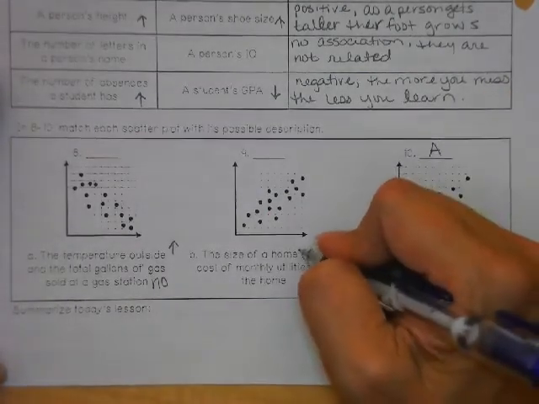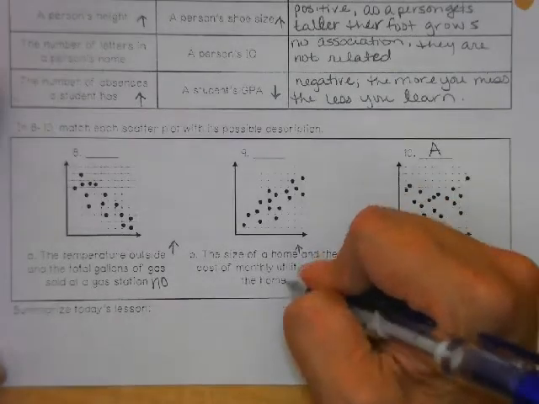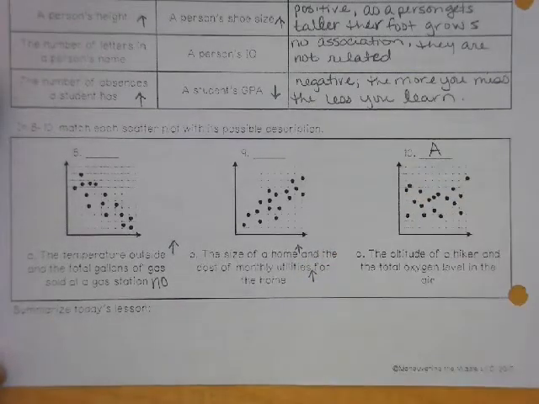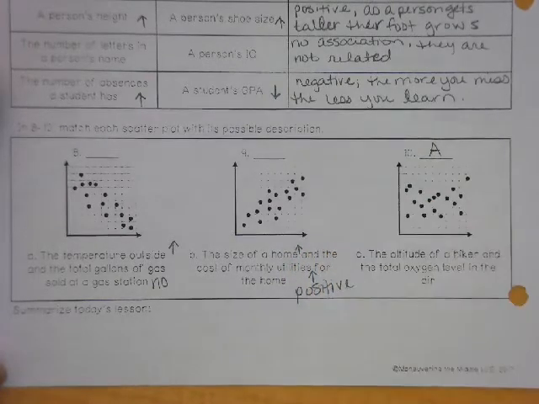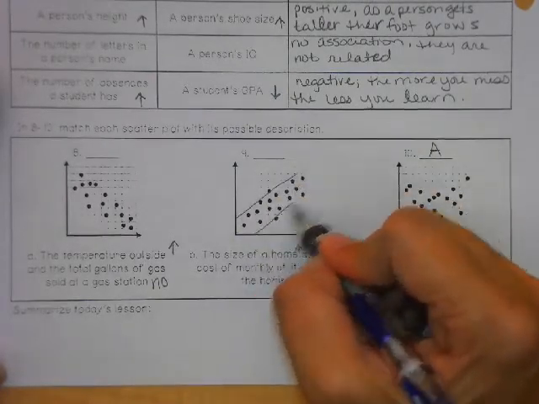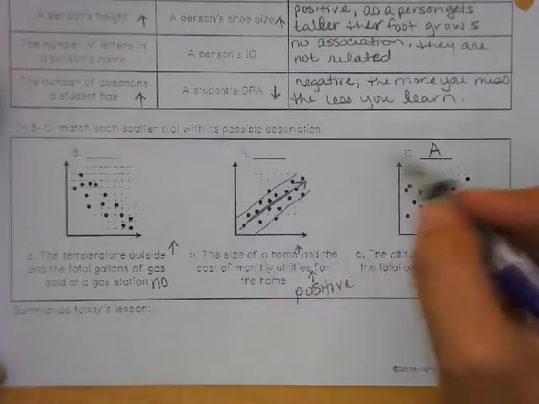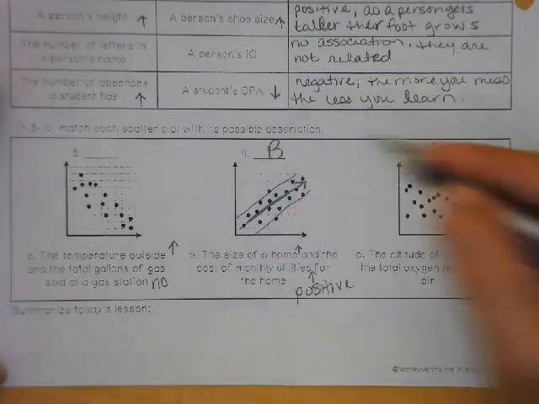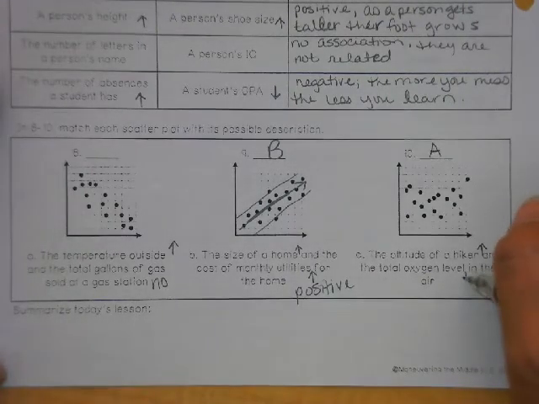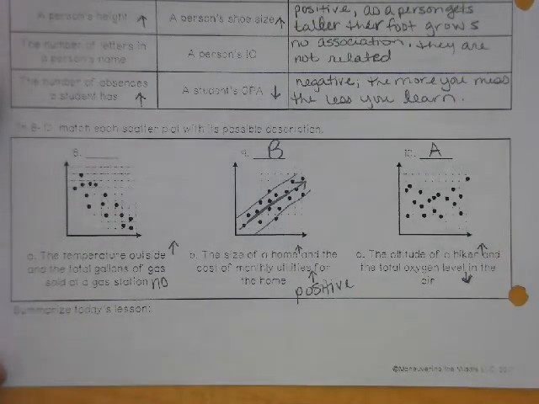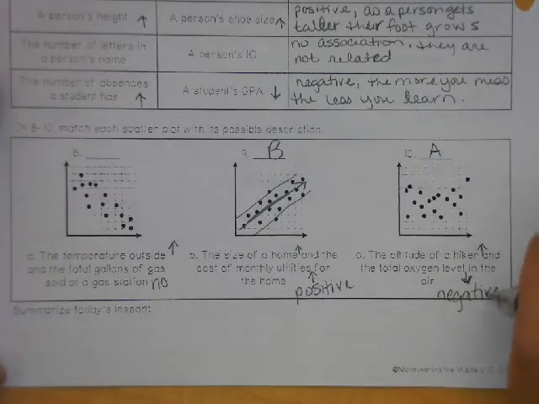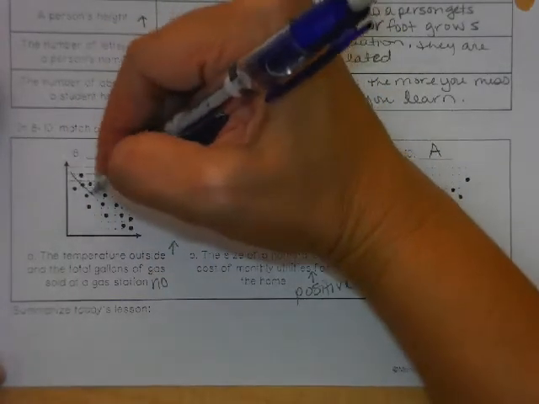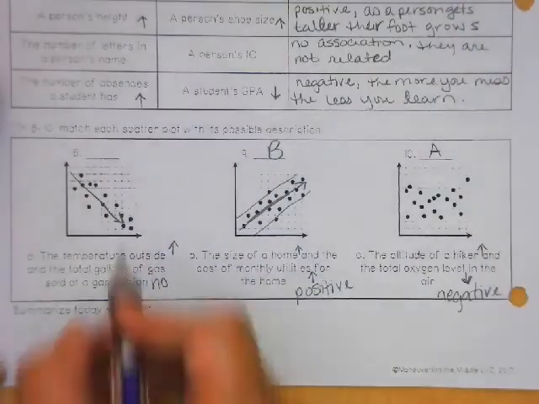If the size of your home is large, the cost of your utilities tends to be more. So this is going to be a positive. And we can see that here's my positive. So number 9 is going to be B. And as your altitude goes up, the oxygen actually goes down. So this is going to be a negative correlation or association. And we can see over here, this one is going down. So number 8 is going to be A.